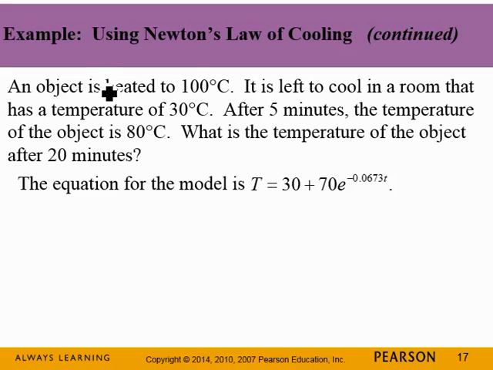So an object is heated to 100 degrees Celsius. It's left to cool in a room that has a temperature of 30 degrees. That's what we already have. After 5 minutes, the temperature of the object is 80 degrees. What is the temperature of the object after 20 minutes? So this means instead of t, we're going to have 20. So we have T equals 30 plus 70 e to the negative 0.0673 times 20.